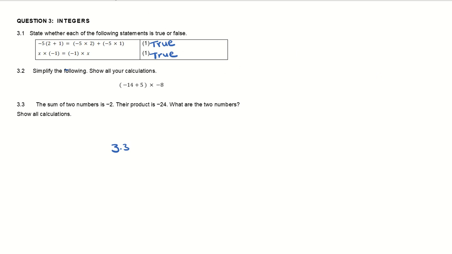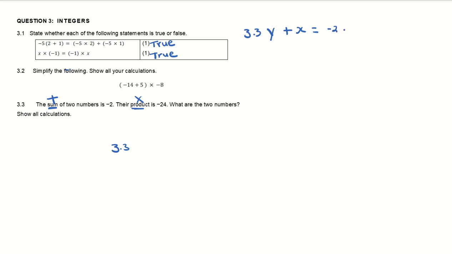We are given the sum of two numbers. What does sum mean? First, you must understand that the sum of two numbers is negative 2. Their product is negative 24. What is sum? Sum is addition. Product, multiplication. Okay. So we don't know these two numbers. Let's choose to call one of them y and the other x. So when we add x to y, we get the number negative 2.